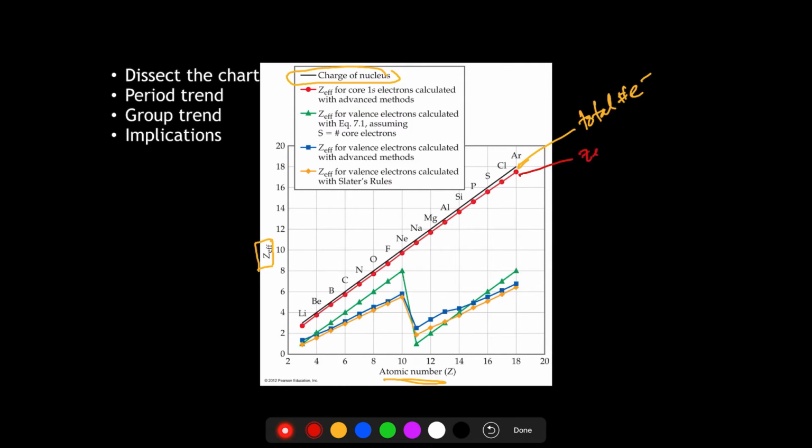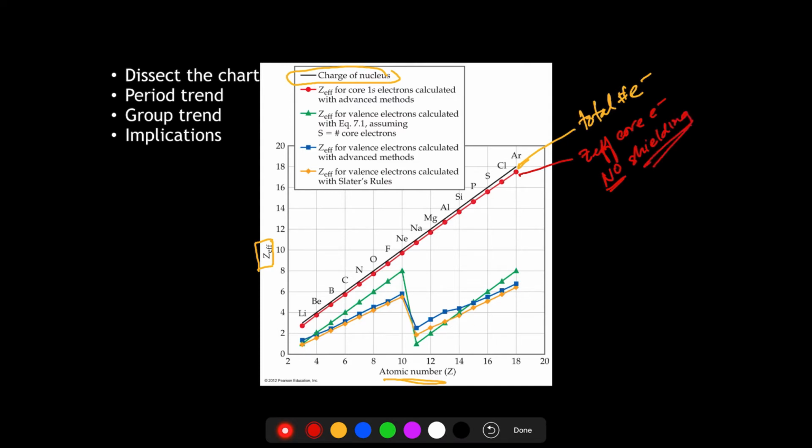Right, so that's your Z effective for your core electrons. We're just reading from that graph. Now, note that that red line tracks exactly with that black line. Why? Because there is no shielding for these electrons.